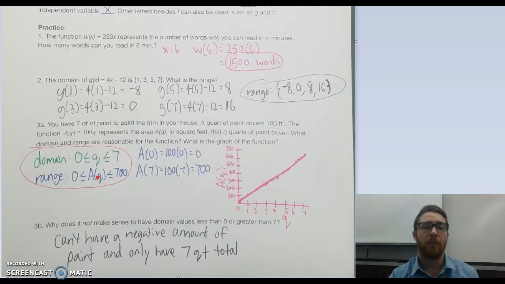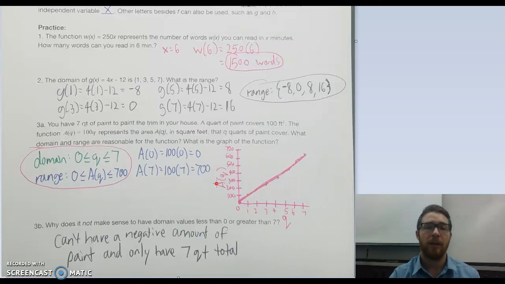And then to figure out your range, all you have to do is take the lowest value and plug that into your function. So if I plug in 0 quarts of paint, 100 times 0 is 0 for the area, which makes sense. And if I plug in 7 quarts of paint, 100 times 7 would be 700 for that area. So for the range, the values can be as low as 0 and as high as 700 if I use all of that paint.